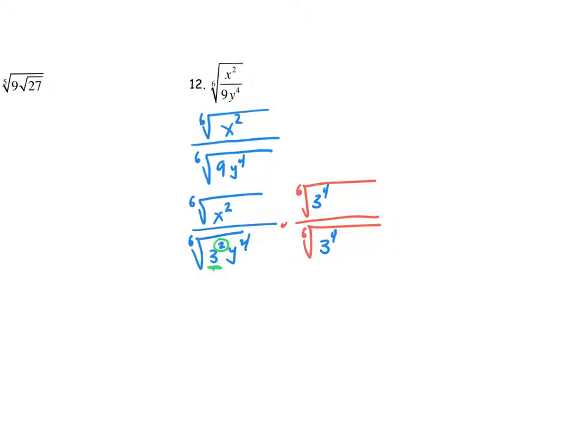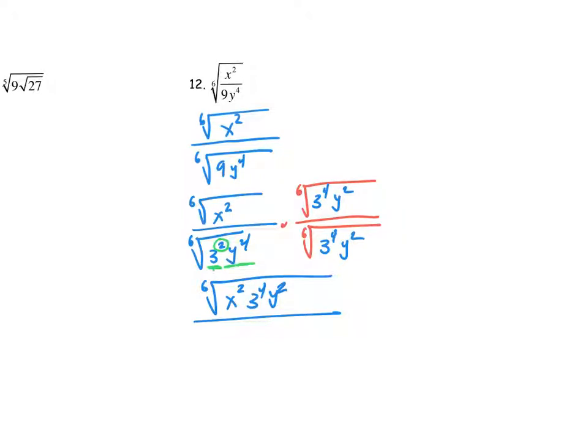When I look at the next factor that we have, which is y to the fourth, we have 4 y's, meaning we need another 2 y's to get to 6 y's. So I'm going to multiply by the sixth root of y squared over the sixth root of y squared. Now in the numerator, we're going to multiply across, so we're going to have the sixth root of x squared 3 to the fourth y squared.